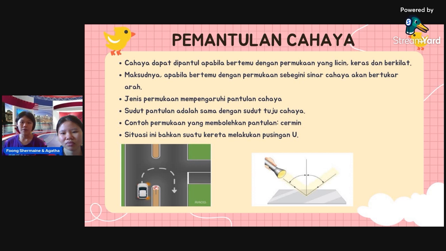An example of a surface that enables reflection is, of course, a mirror. This situation is the same as when a car does a U-turn. Whenever the light comes into contact with a smooth surface, the light will be reflected in the opposite direction, as shown in the second picture.